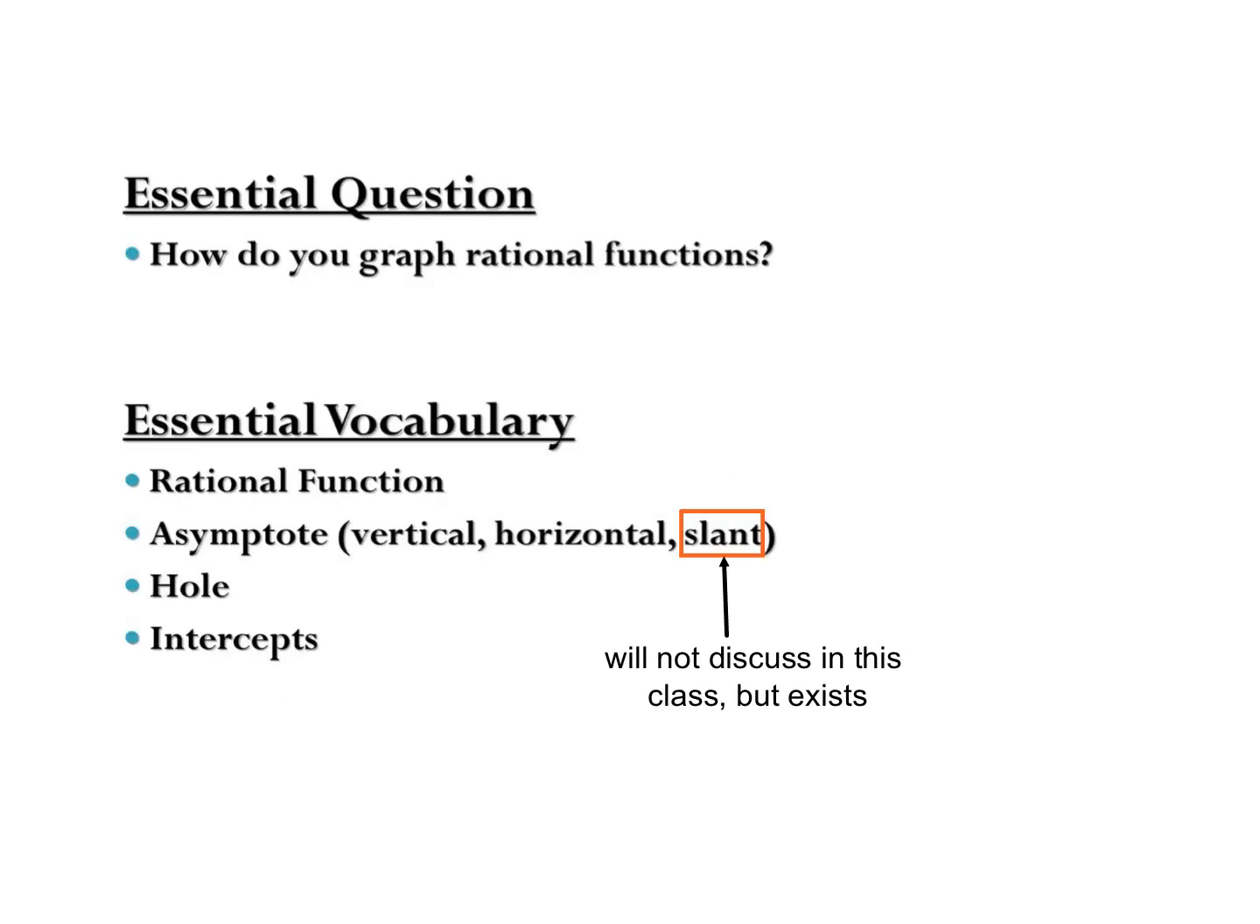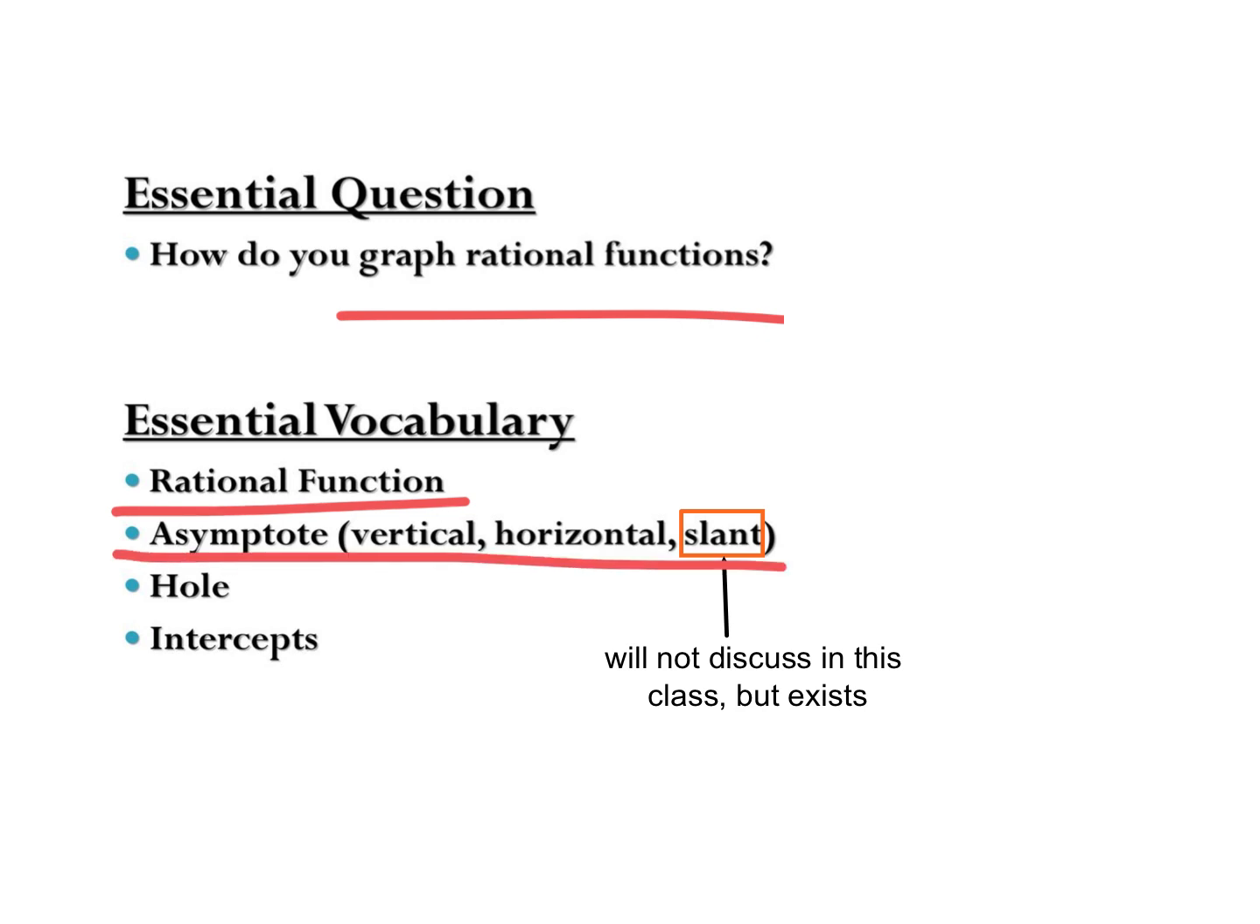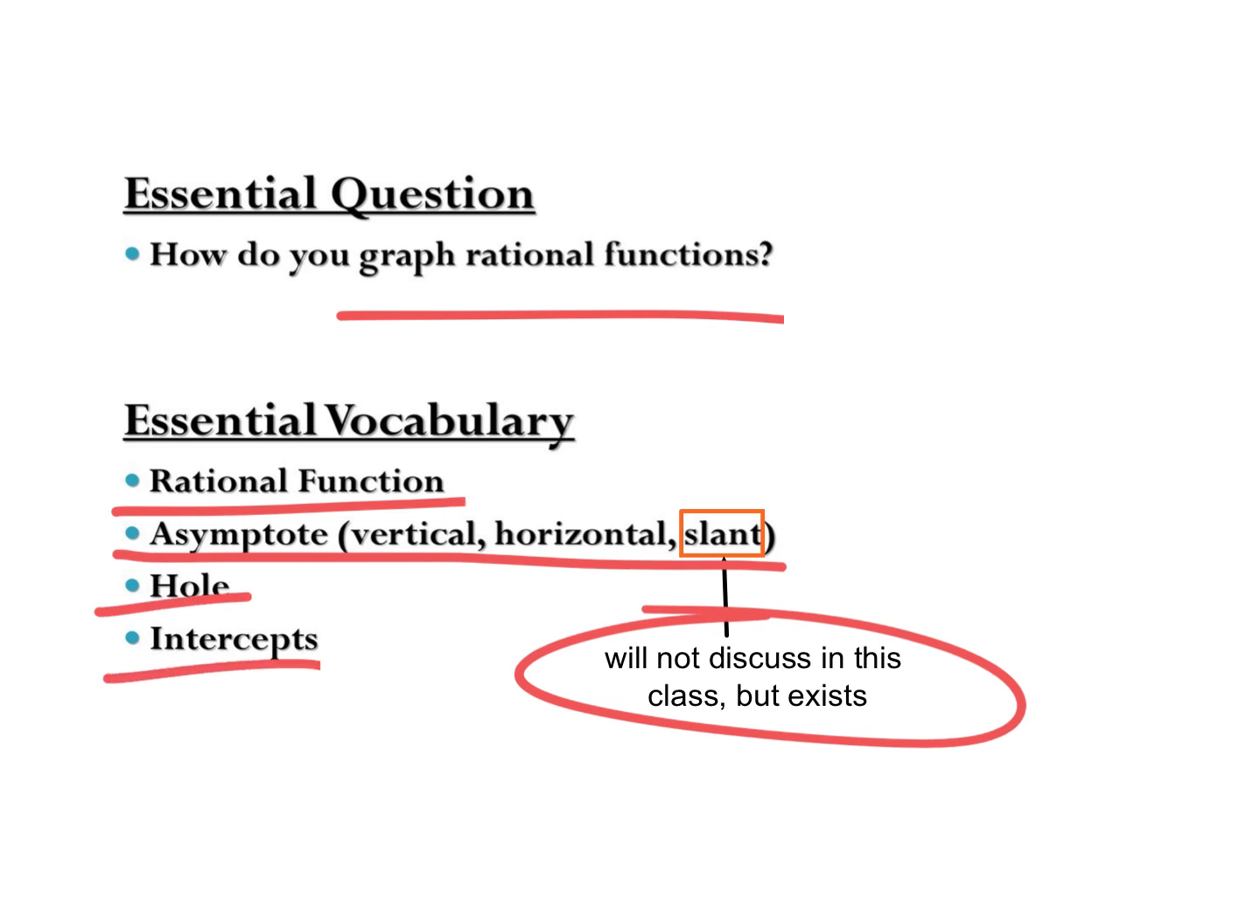All right, so what the heck is a rational and how do you graph them? I need to get you a few essential vocabulary words, like what the heck is a rational function. You'll have to know what asymptotes are. There's horizontal, vertical, and slant asymptotes, but it does say we will not discuss slant in this class, and that's true. They're complicated, the slanted asymptotes, but the asymptotes that just go horizontal and vertical we're going to talk about. You have to know what a hole is, and you have to know what intercepts are.